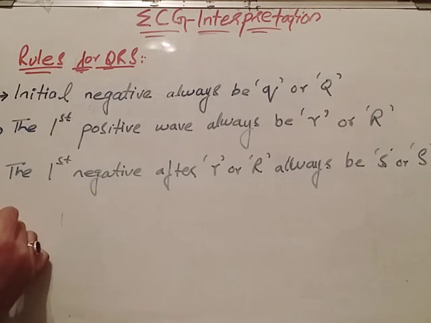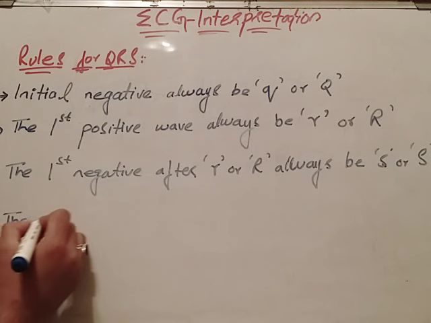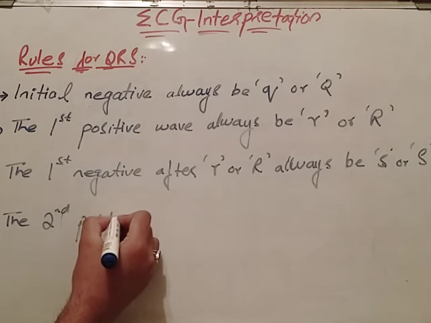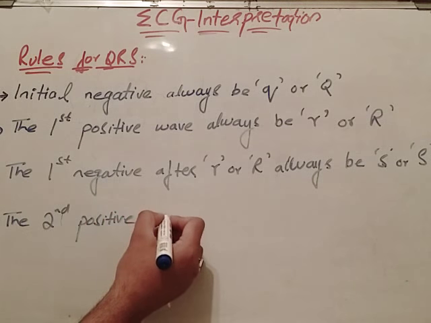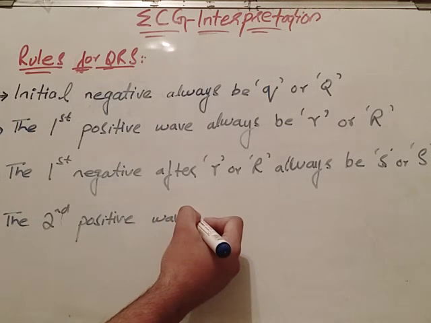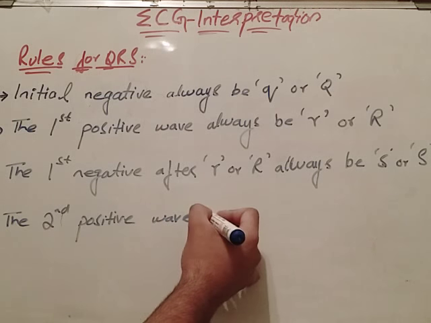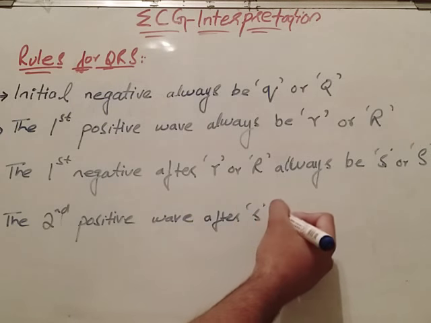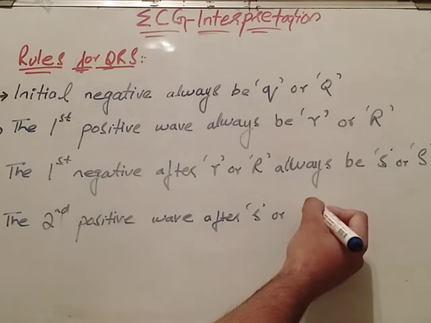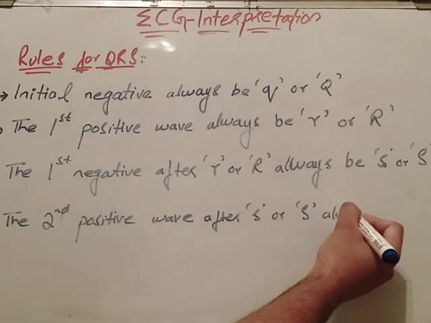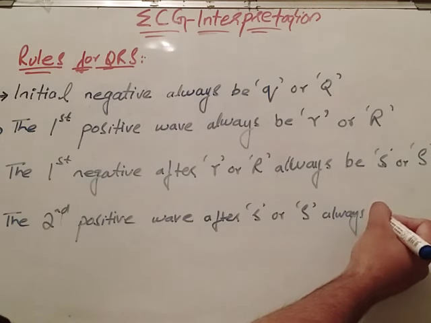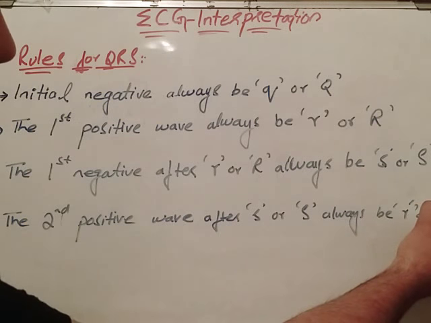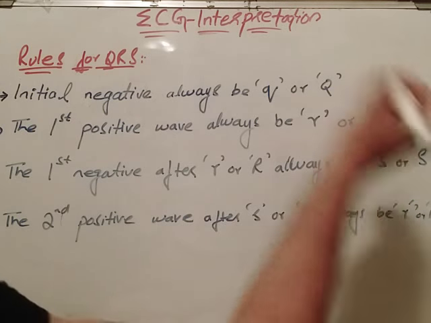Rule number 4, the second positive wave after S, small s or capital S, will always be R prime, small or capital R prime.